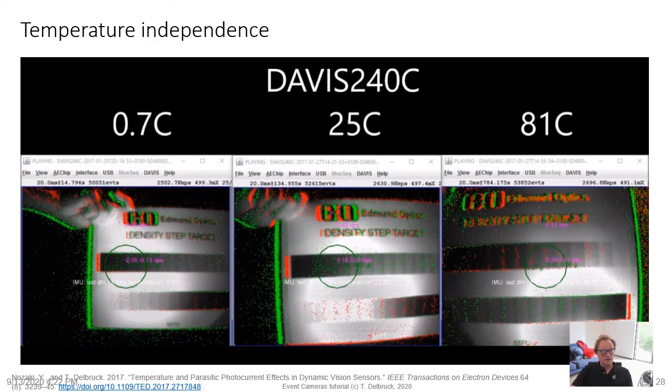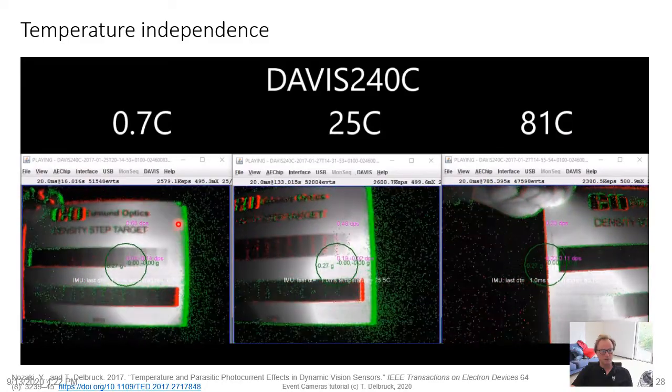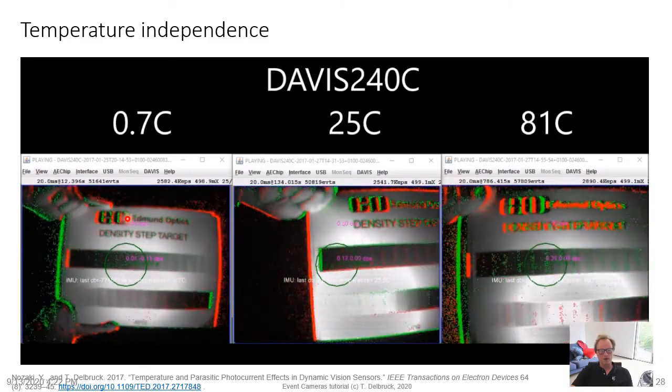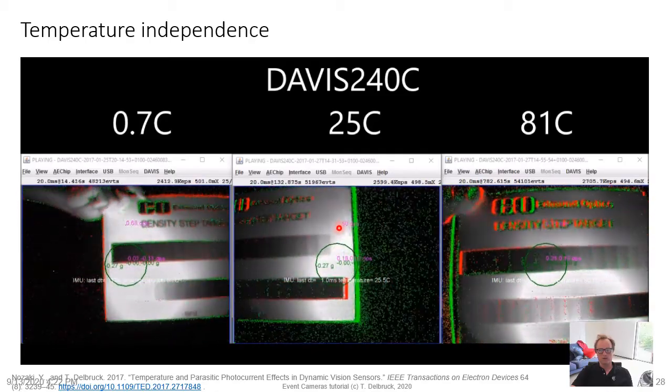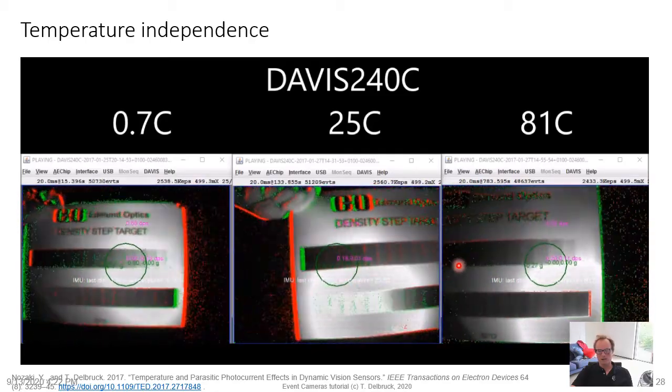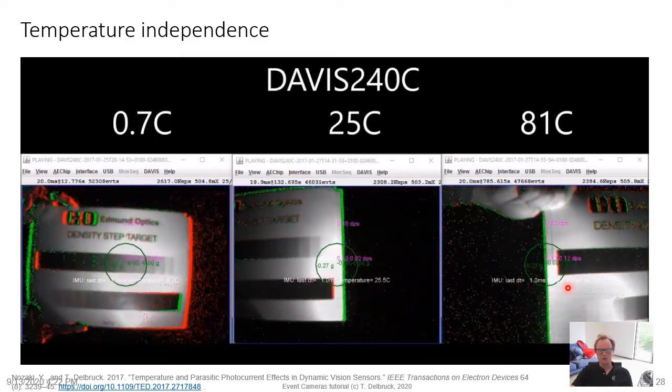You get the same behavior independent of temperature. So you can see this temperature independence behavior in a DAVIS 240 response in a video that's recorded at 0.7 degrees centigrade, 25 degrees centigrade, and 81 degrees centigrade, as shown here. If I play this video, you'll see that it has the frames coming out here and the events. The events here are rendered as red for off and green for on. You can see the response here is basically largely independent of temperature. It's hard to tell what the temperature is.